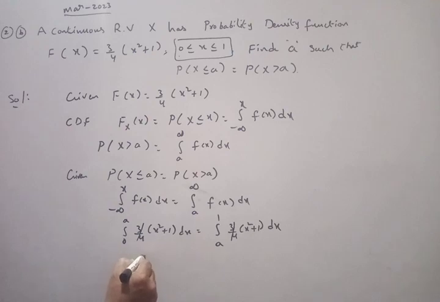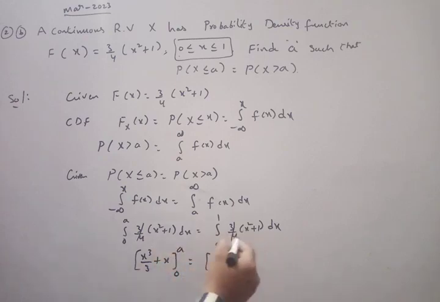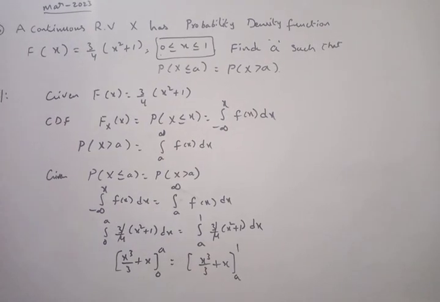If I integrate here, integration of x square is x cube by 3, and integration of 1 is x, with limits 0 to a. On the right hand side, x cube by 3 plus x, with limits a to 1. Now apply the upper limit and lower limit.